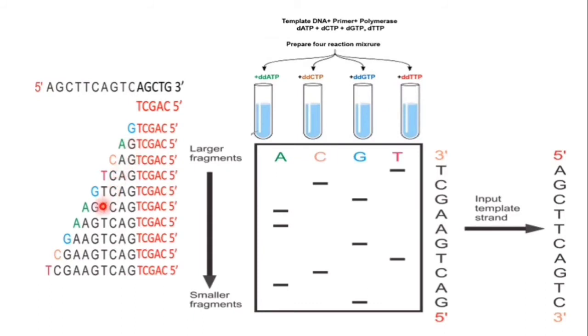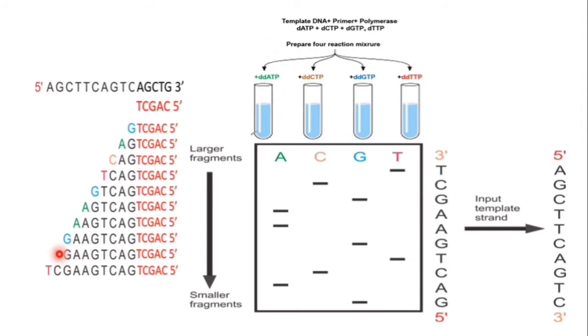Here also you can see the C tube. In the C tube, first a normal G is added, and a normal A is added, and also a normal G. But here the C was dideoxy. So termination is occurred, and this adding of the dideoxy is random.